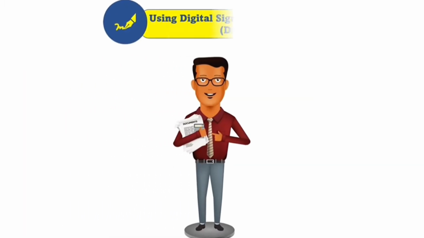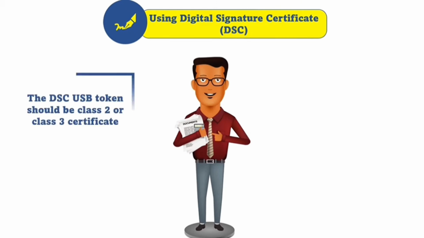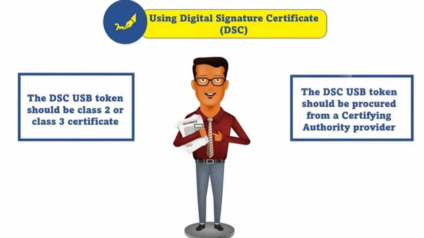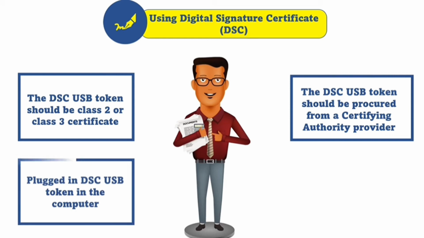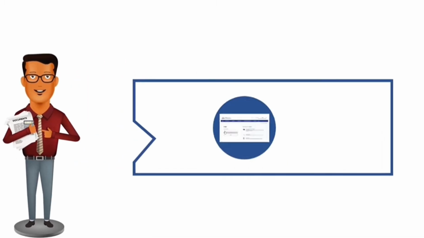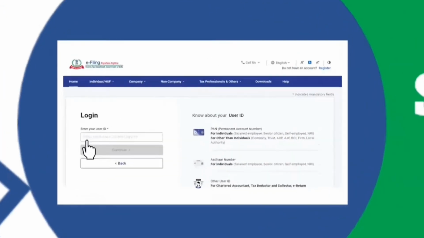For resetting your password using digital signature certificate, you should have a class 2 or class 3 DSC, which should be procured from a certified authority. It should be plugged into your computer, and the DSC should be valid and active. It should be downloaded and installed using emSigner utility. Let us now look at step by step how we reset our password on the e-filing portal.